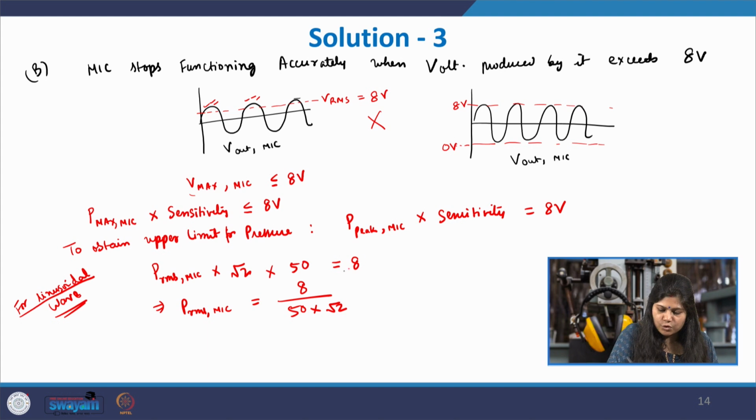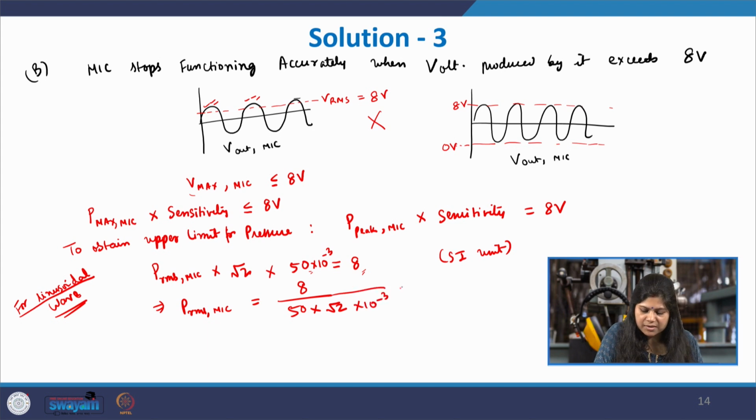Again, over here you have to see that this is millivolts. So, if you write everything in the SI unit, 50 millivolts is 50 times 10 to the power minus 3, because this is millivolts here and this is 8 volts here. So, in SI unit you write milli as 10 to the power minus 3 to get the pascals. The value, if you solve it, comes out to be 113.14 pascals. So, this is the RMS pressure at which the microphone is going to stop functioning.